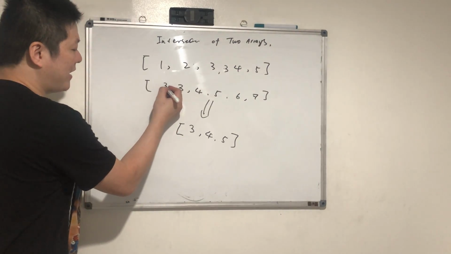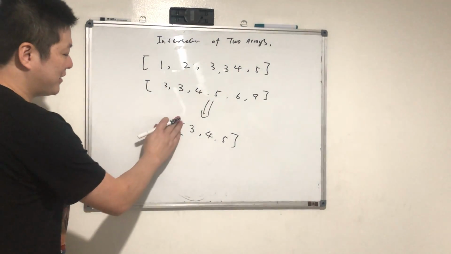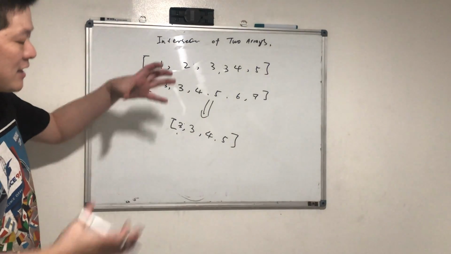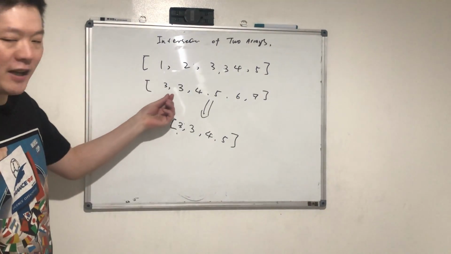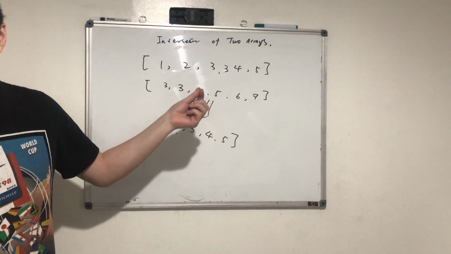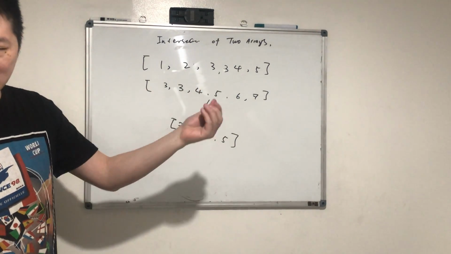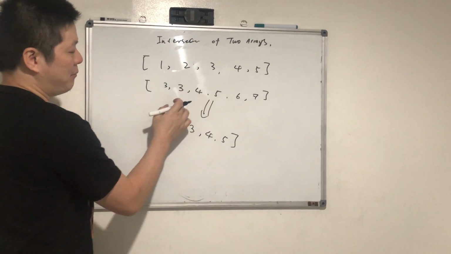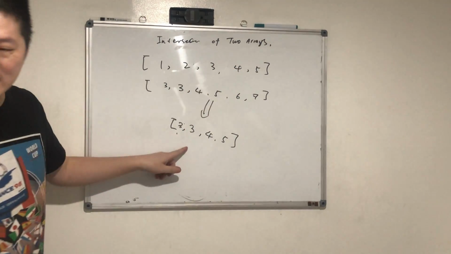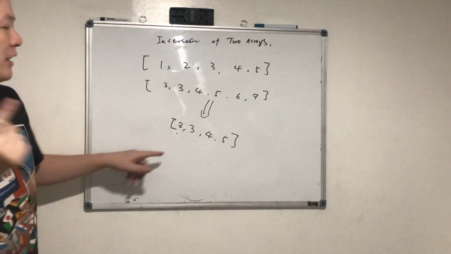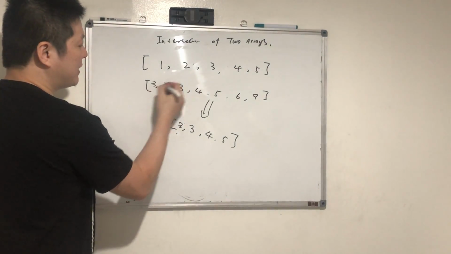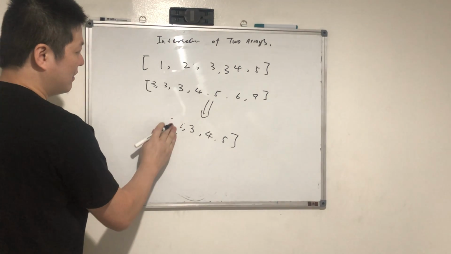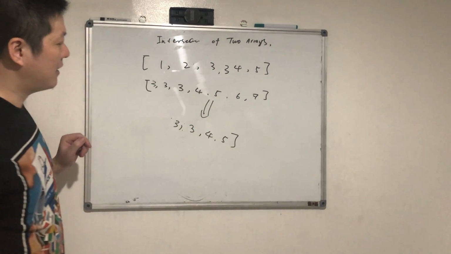How about if I put another, and how many 3s? 2. So I need to put 3 here, right? So it's the intersection, the common parts, and if there are duplicate numbers, you should only have the minimum, the lesser number that appears. Because look, if 3 appears once here, appears twice here, then in the intersection there will be only 1, right? If 3 appears 3 times here and 2 times here, how many times should I put it here? 2 times.